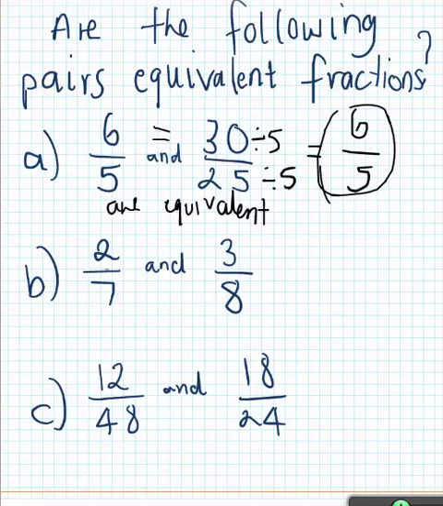And let's try this one. I've got a 3 on top. If I divide by 3, that's fine, but 8 divided by 3 I can't do. So guess what? These fractions have already been simplified for us. Do they look the same? We can see that they're different. So we can say, therefore, they are not equivalent.